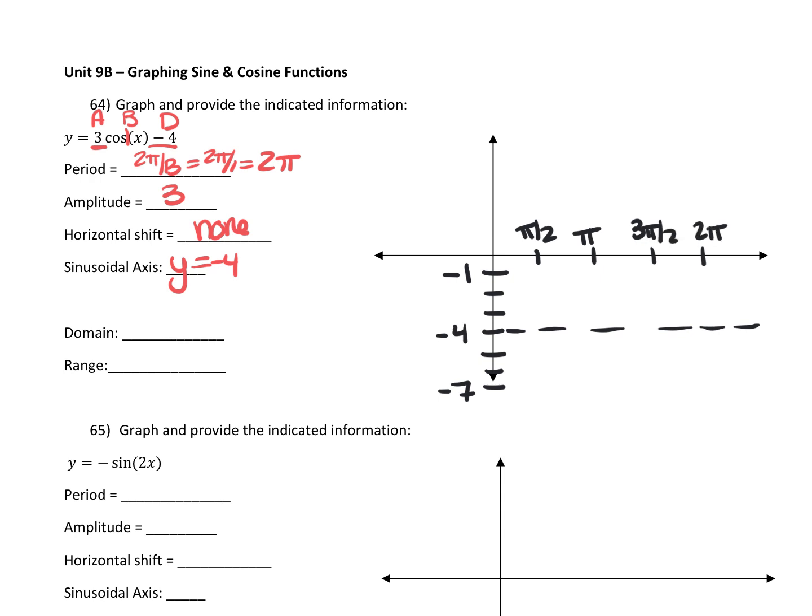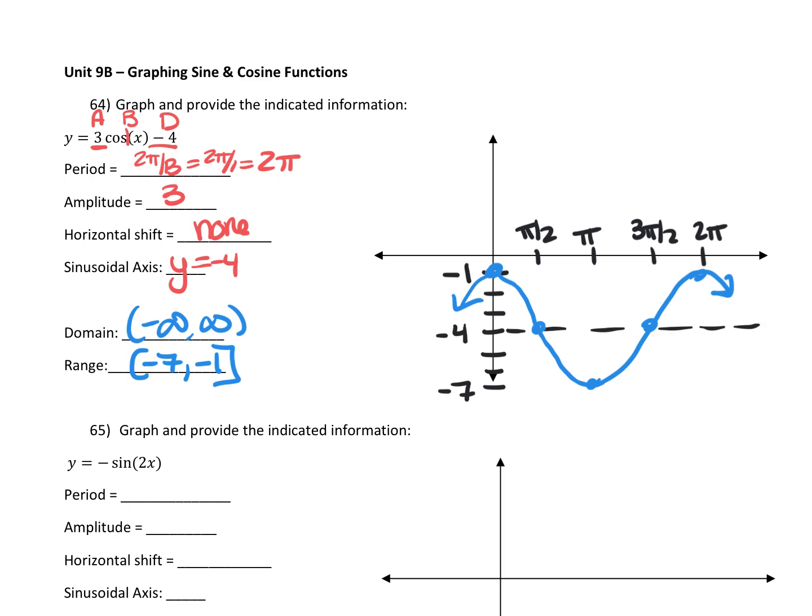y-axis. I also have a cosine curve, so cosine is a cup that starts up. So I'm going to start at the maximum, go to the middle, go to the minimum, go to the middle, go to the maximum. Domain is always -infinity to infinity. Range is min to max, so -7 to -1.